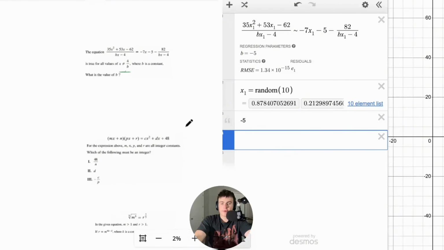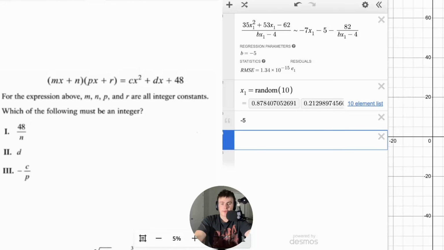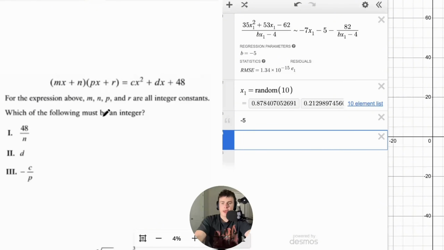Next one, we have something very, very similar. It says, for the expression above, let me make sure you guys can see the full question. There we go. M and P and R are all integer constants. By the way, just to refresh, constant just means a number with no x value attached to it. Integer means a whole number. So which of the following must be an integer?